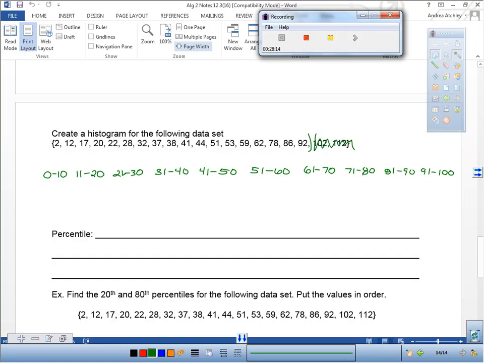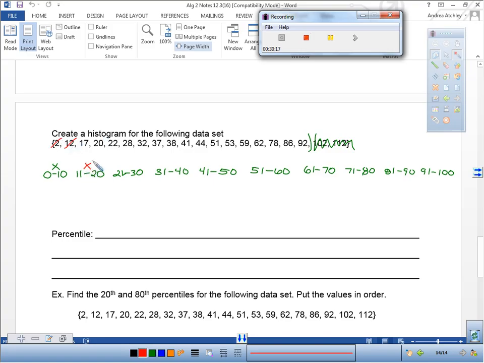Okay, that's now finished. Now we're going to group them. So now you're just going to place all the numbers where they go. So 2 falls here, right? You just put X's, and I already did 2.